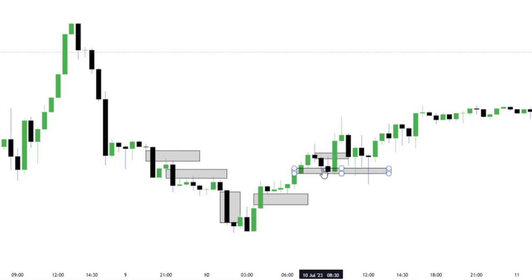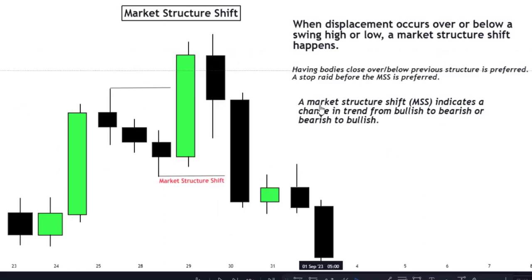So the next thing we are going to be looking at in this video is market structure shift. A market structure shift indicates a change in trend from bullish to bearish or from bearish to bullish. For instance, we have a bullish trend here, market structure shift, then the trend changes to bearish. How do we identify this? We identify this by the presence of displacement.